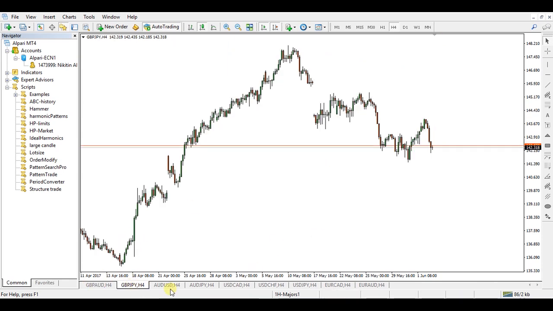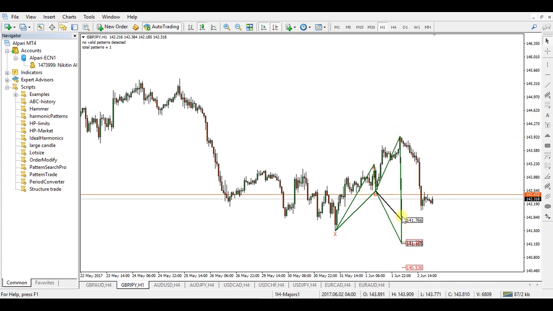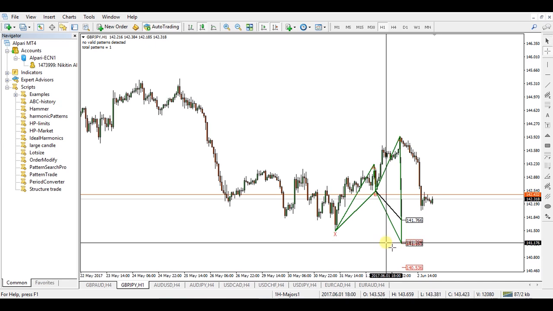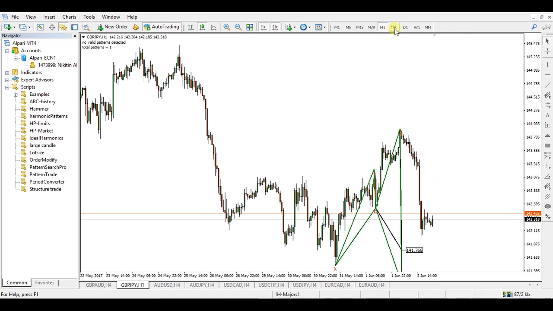Let's go to Pound Yen 4 hour: downtrend here and a kind of double bottom. Let me switch to 1 hour. So this is the opportunity that I'm looking at. A to B, B to C, like this. This pattern is called a shark pattern. It terminates either at 886, or if it is broken and failed, then we have another opportunity at 113. So pretty good probabilities, either this or that level.